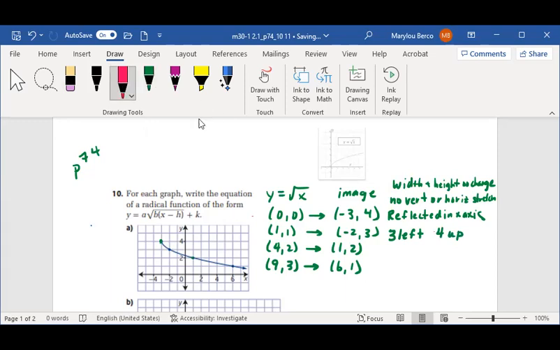So A equals negative 1, B equals 1, H equals negative 3, and K equals 4. Our equation of the transformed graph will be y equals negative root x plus 3, plus 4.